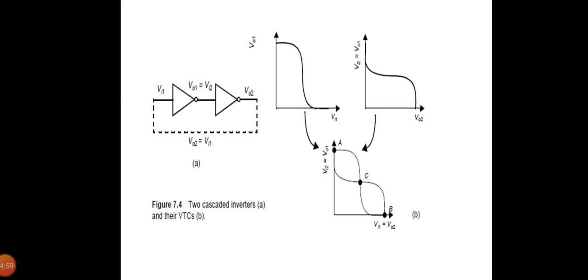Hence, the cross-coupling of two inverters results in a bistable state, that is, a circuit with two stable states, each corresponding to a logic state. The circuit serves as a memory storing either 1 or 0. In order to change the stored value, we must be able to bring the circuit from state A to B and vice versa.